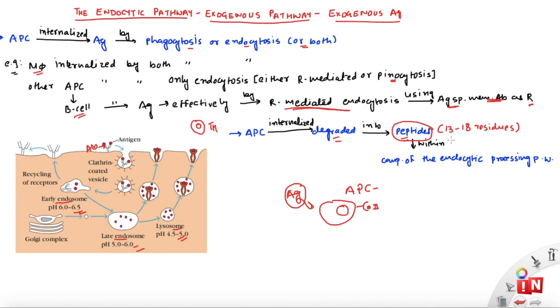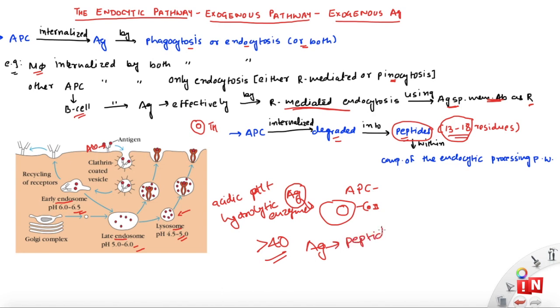The peptides that are formed are 13 to 18 residues. Now this number is important, I will come to why it is important. So it will produce peptides of 13 to 18 residues. As the antigen passes through these compartments in the lysosome, it is not only the acidic condition but also certain hydrolytic enzymes, more than 40 acid dependent hydrolases, that cause the degradation of the antigen into peptides. Once the peptides are made, that is when they are ready to be displayed on MHC class 2.